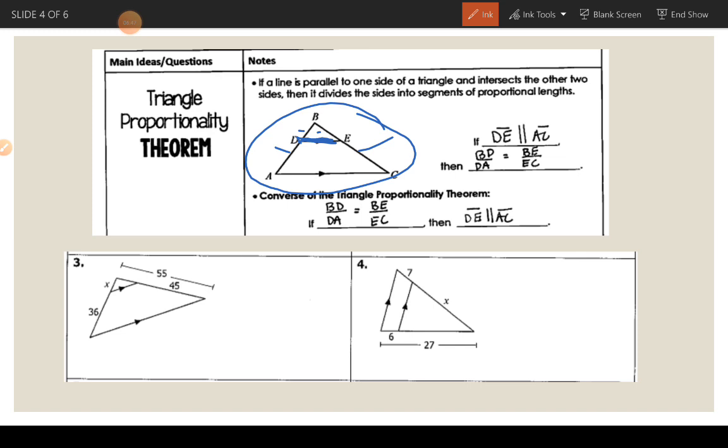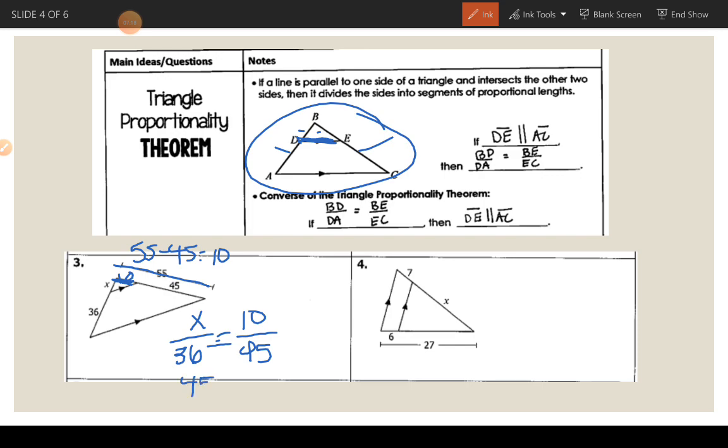So what I like to do is I usually just go top over bottom, top over bottom. So x over 36 is equal to, now I don't have a top here, but I do know that this whole length is 55. So I'm going to take 55, subtract 45, and I get 10. So I know that this top section is going to be 10. So I did top over bottom equals top 10 over bottom, which is 45.